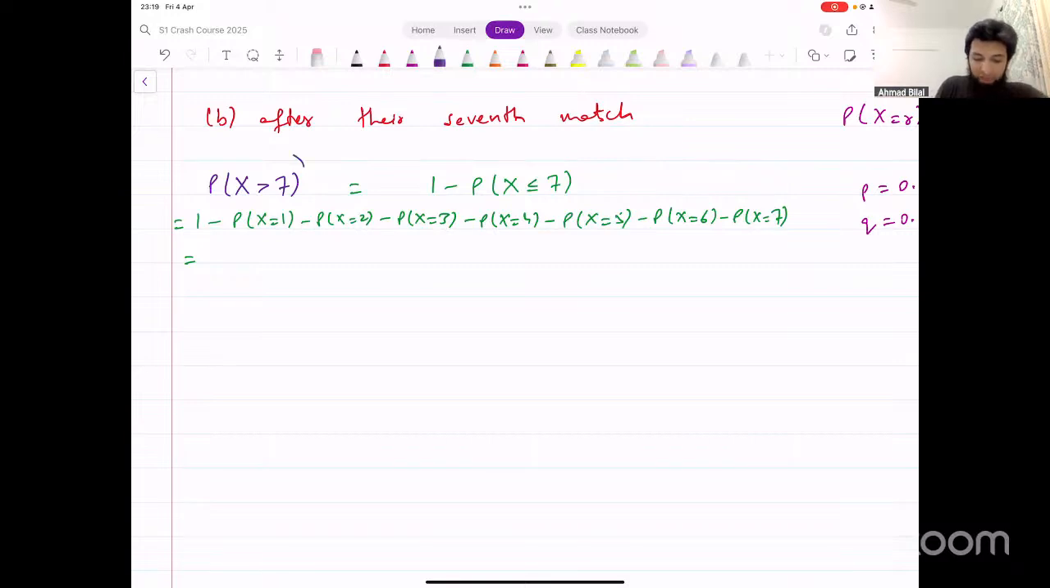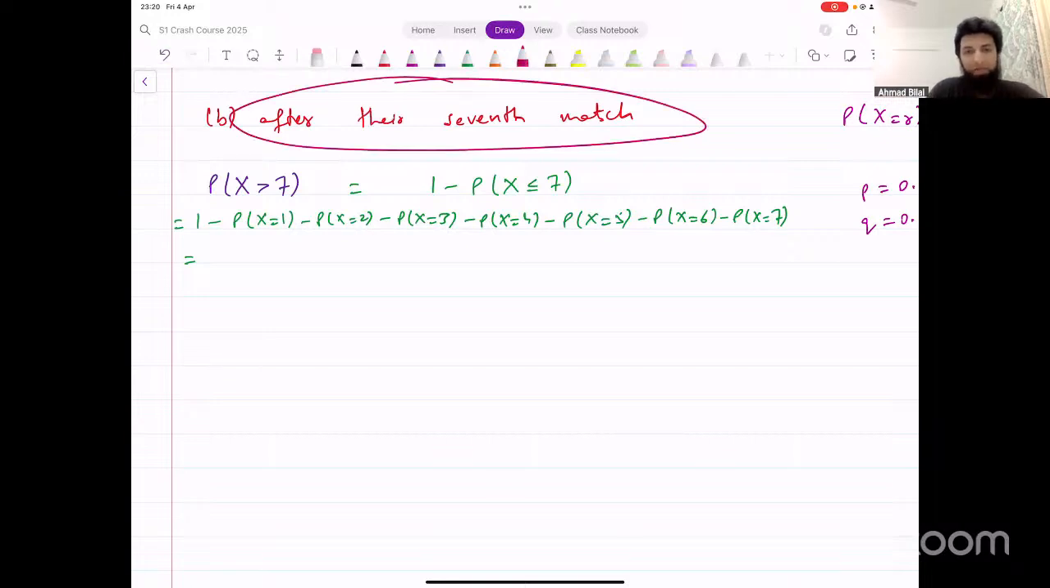So first of all, greater than 7. After the 7th match does not mean 8th match. It could be 8, 9, 10, 11, and so on. It could be any of them. Okay, it's not necessarily 8. It could be any match after the 7th match.